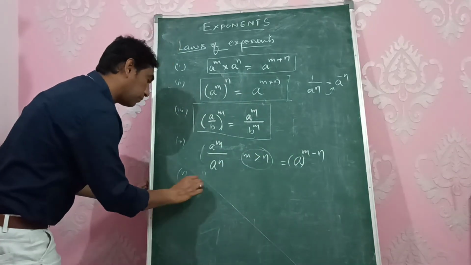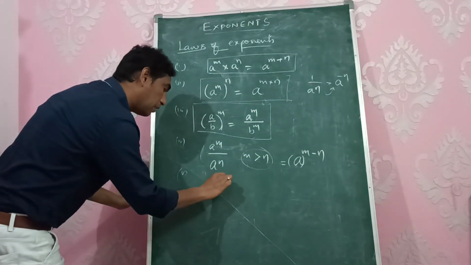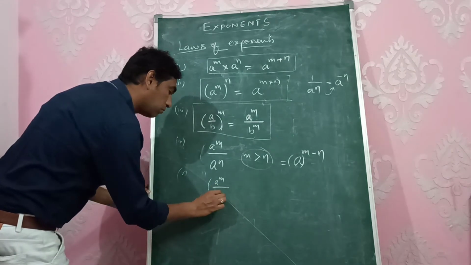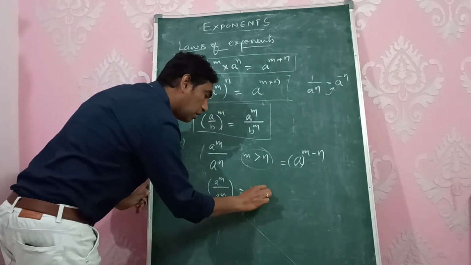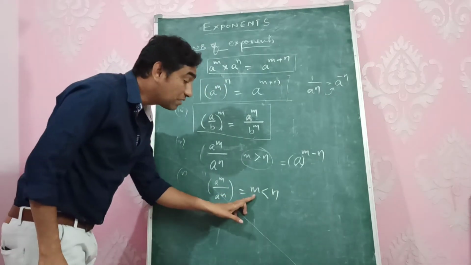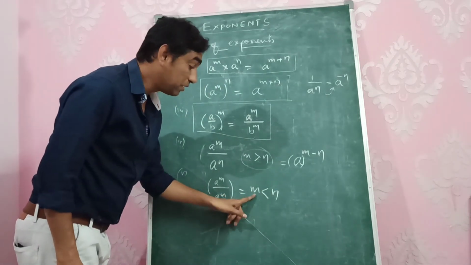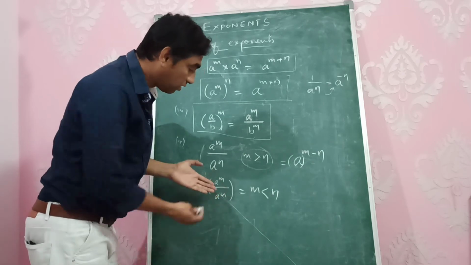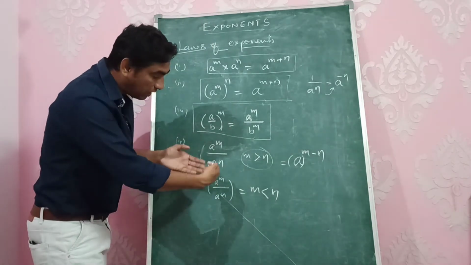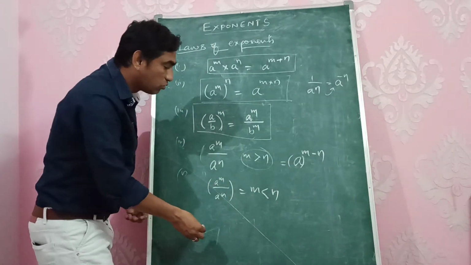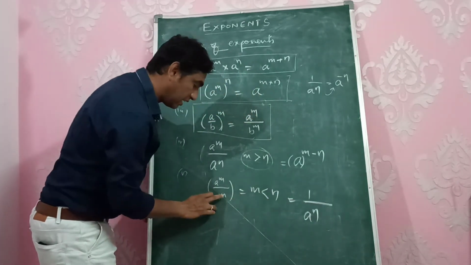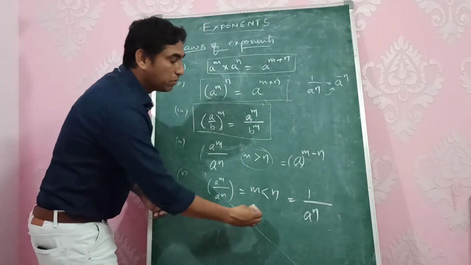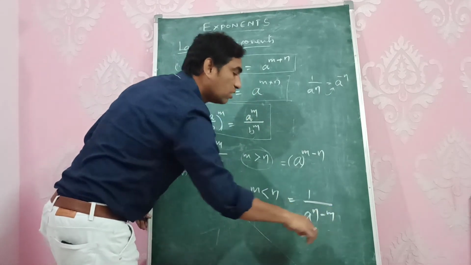Next, the fifth one: a to the power of m by a to the power of n. Here the condition is m is less than n. Here m is smaller, n is greater, so m should come down. If you bring a to the power of m down, it becomes 1 by a to the power of n minus m. Already n is there. If you take m down, it becomes minus m.